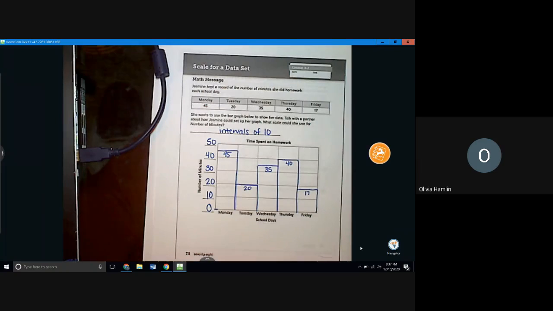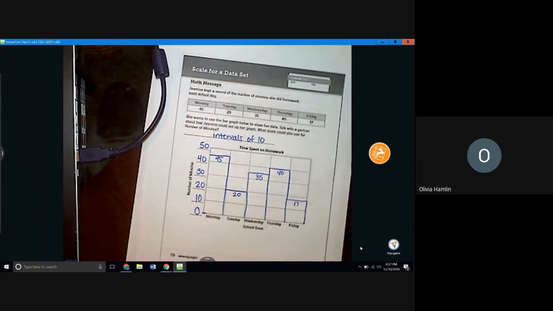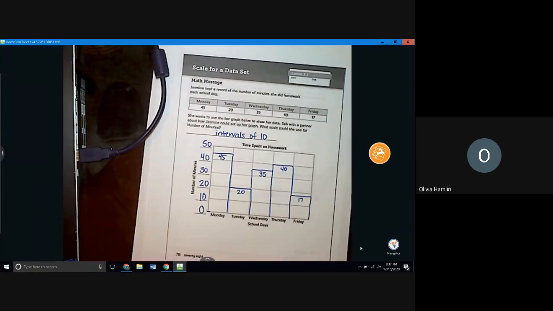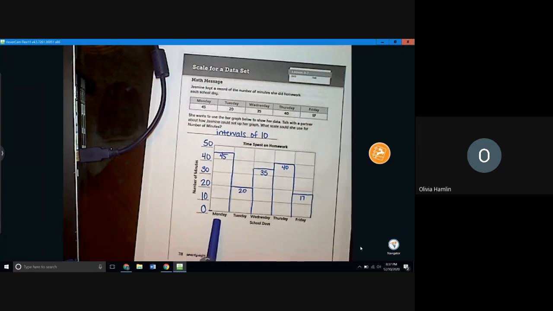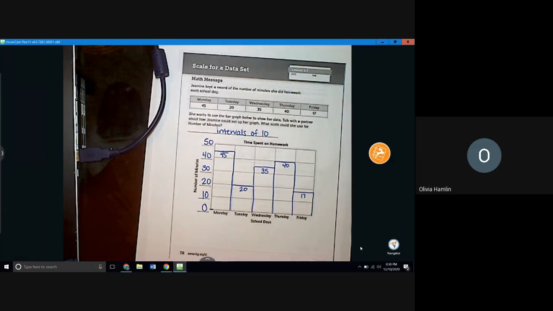The greatest number of minutes Jasmine spent on her homework was what? If you said 45, you are correct. On which day did she spend the most time on homework? Monday, correct. On what day did she do the least amount of homework? Friday, nice job. She only did it for 17 minutes.